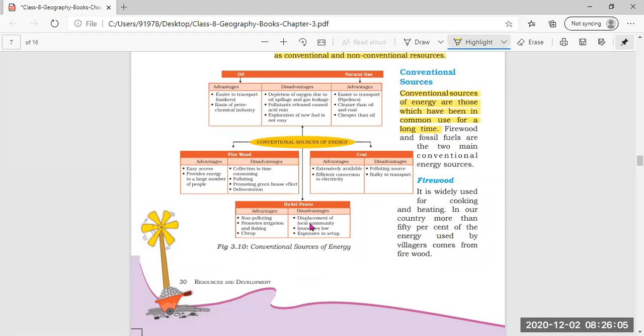Then the disadvantage of hydel power is displacement of the local community. When a hydel power plant is built, the local community has to be dragged away from that area to another place, and it inundates land, and then it is expensive to set up. So these are the advantages and disadvantages of different types of conventional sources of energy.